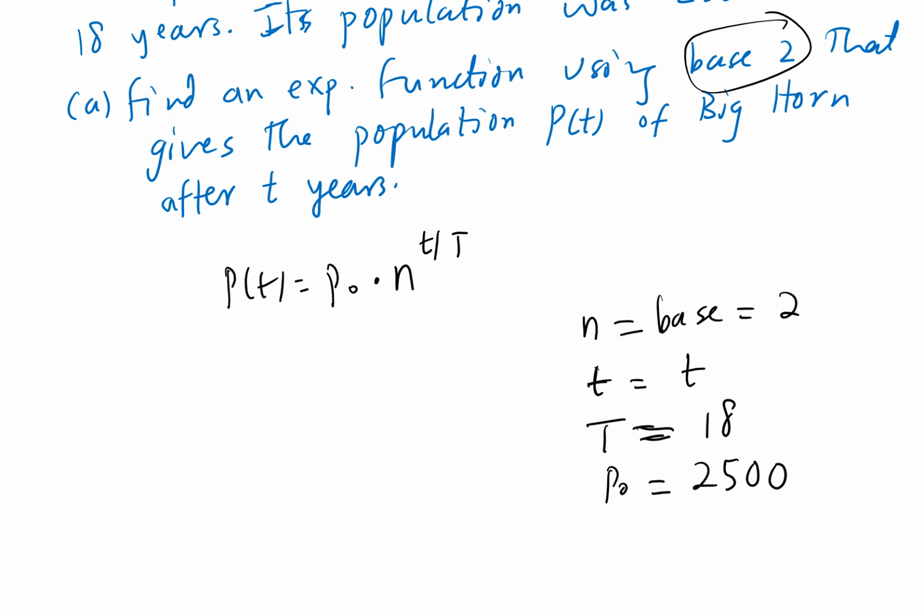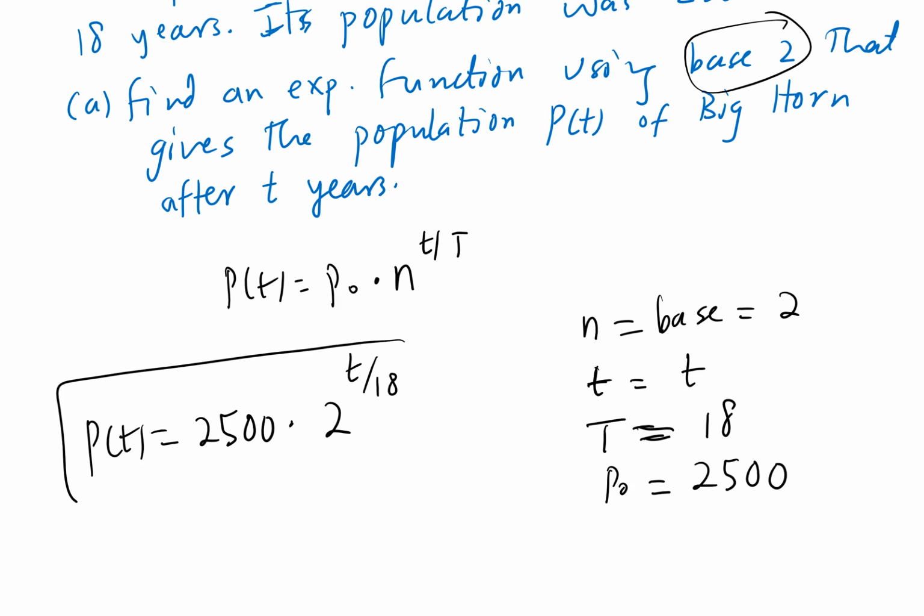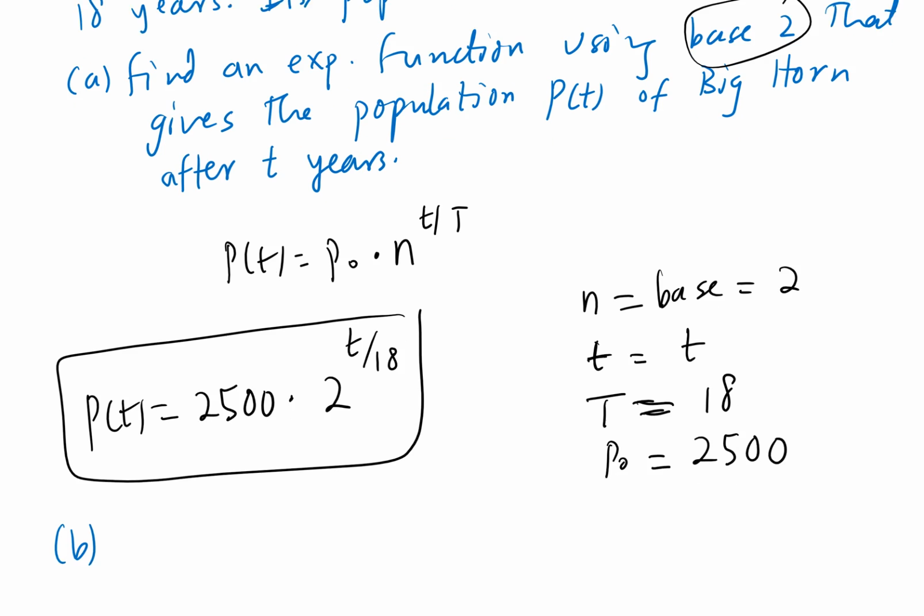So now all we have to do is substitute those into this equation. P of t is 2,500 times 2 to the t over 18. That's all we have to do. There's no further calculation to be done. They said just find an exponential function.